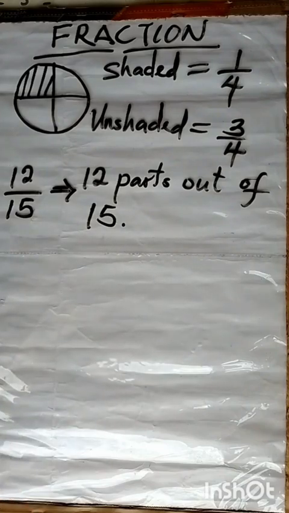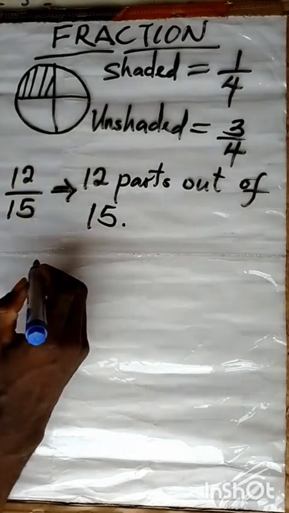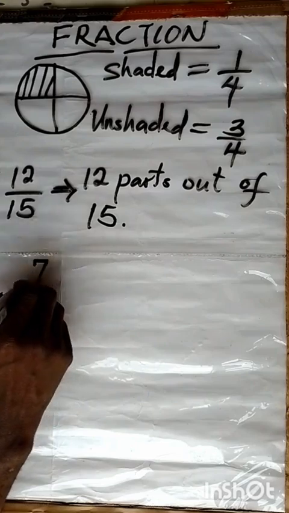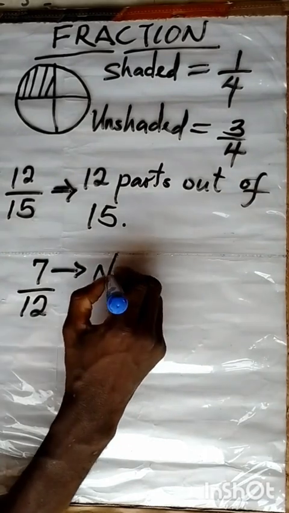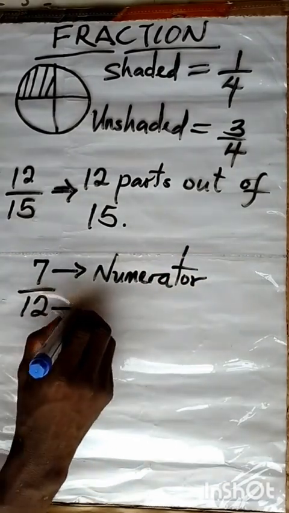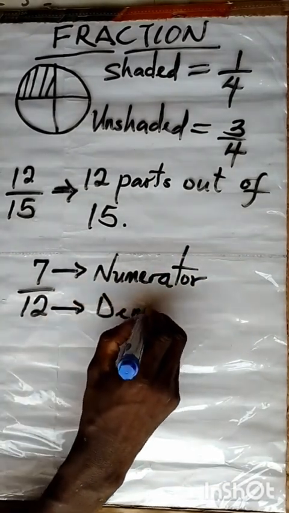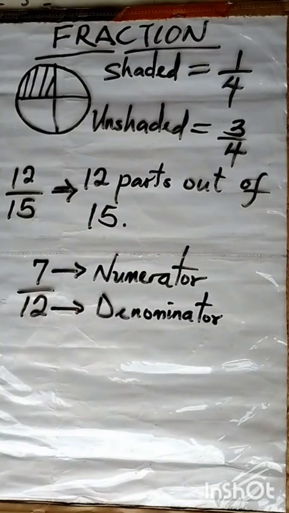Now, fractions are written as numerator and denominator. If I have 7 over 12, the number on the top is the numerator, and the one under is the one we call the denominator. Alright, that is fraction. Now, the next point is to talk about whole numbers as fractions.